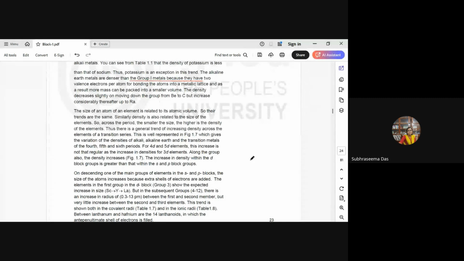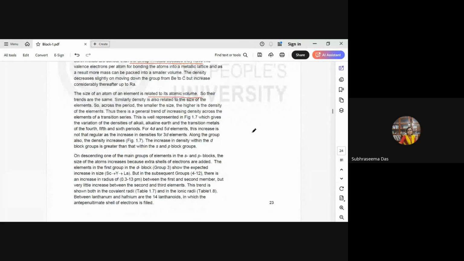The size of an atom of an element is also related to its atomic volume, so their trends are the same. Similarly, density is also related to the size of the element. When we move across a period, as the size decreases, the density of the element becomes higher. So this is a general trend of increasing density when we move across the transition series.